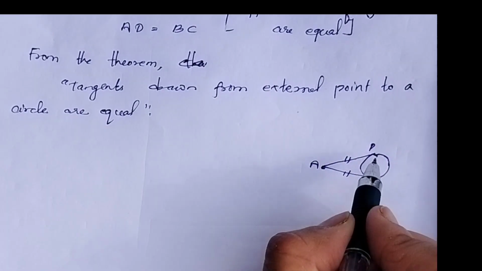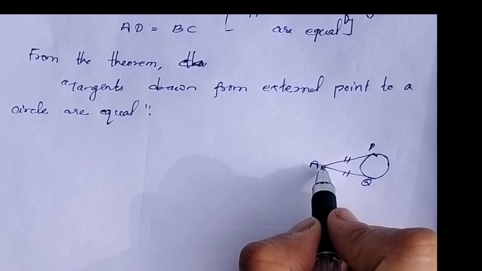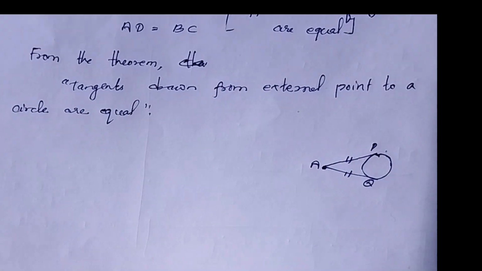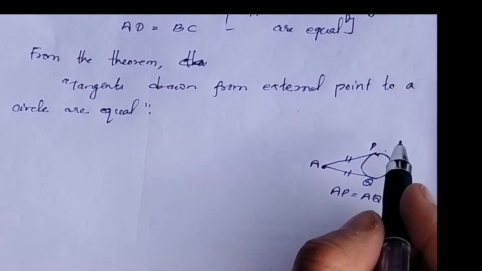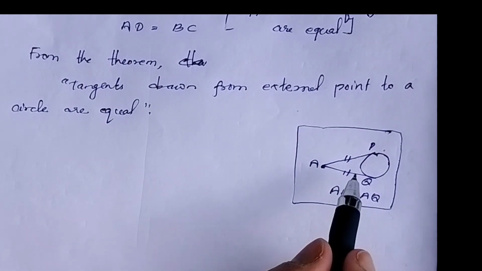This theorem says that if there is one circle and one point, and from that point two tangents are drawn, then the lengths of those will be equal. For example, this is AP equals AQ. One theorem says this, so we will use this theorem to prove this.